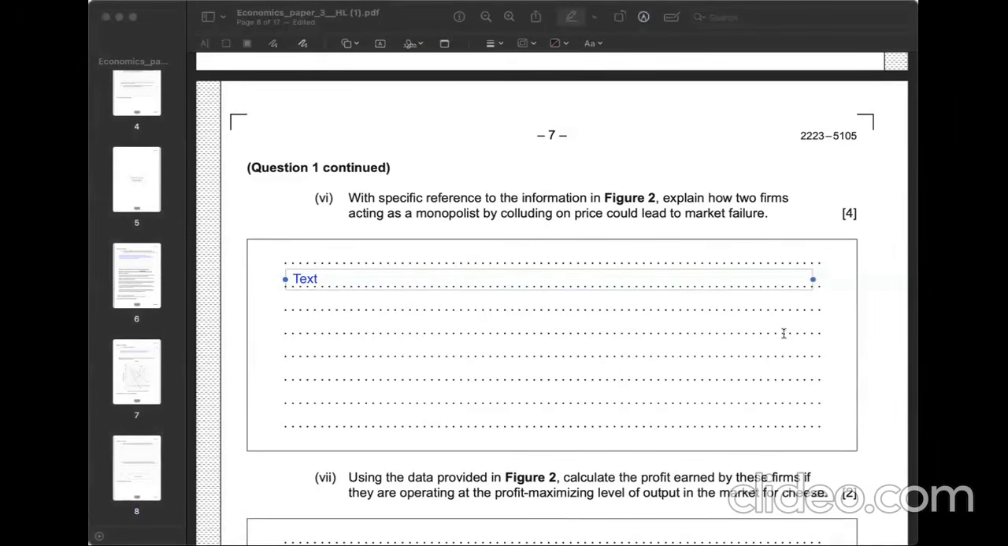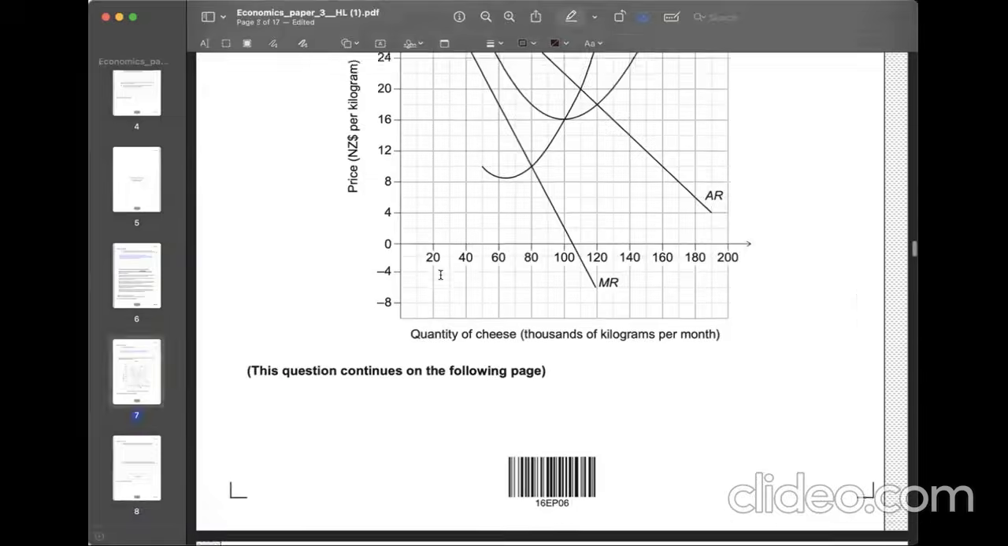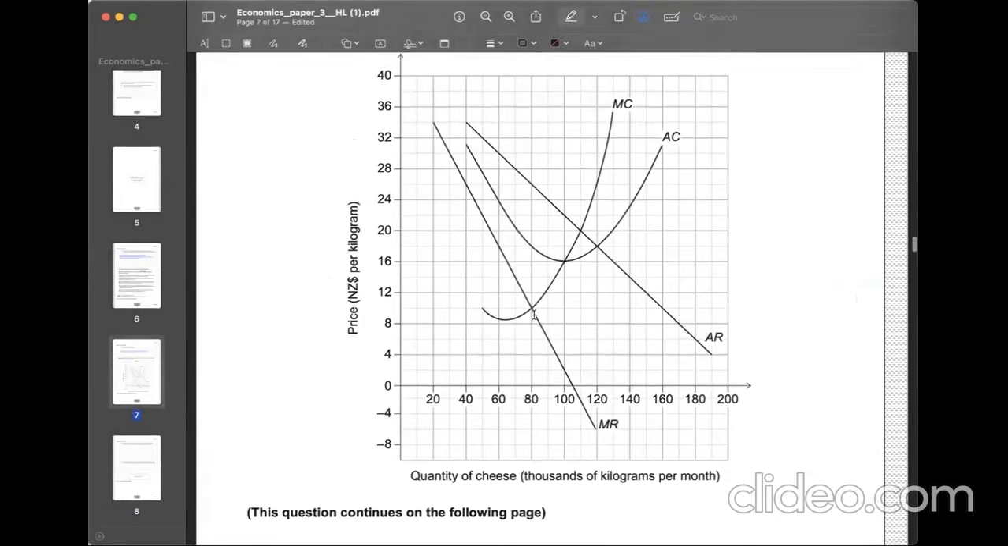So let's specifically refer to the information. 2 firms colluding on price. They determine their product price at the profit maximizing point, which is MR equals MC. So here 80,000 kilogram quantity, and they charge in here, which is this one, 26 probably.